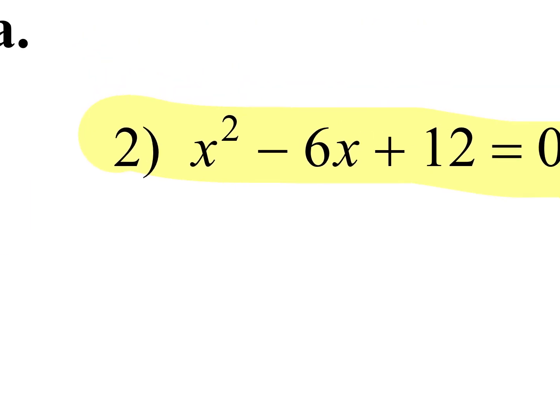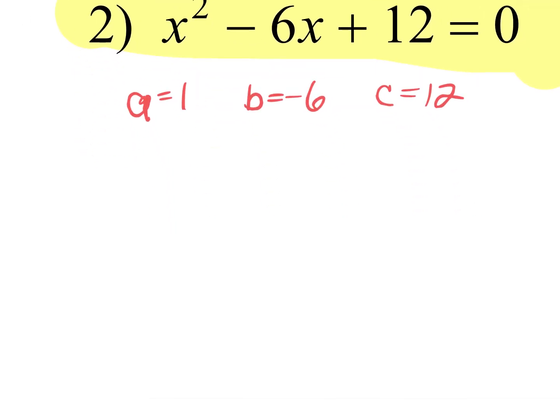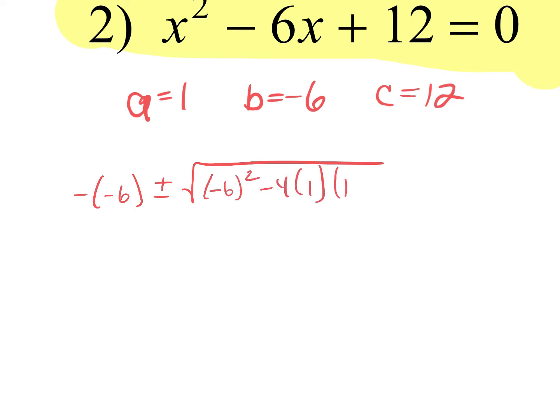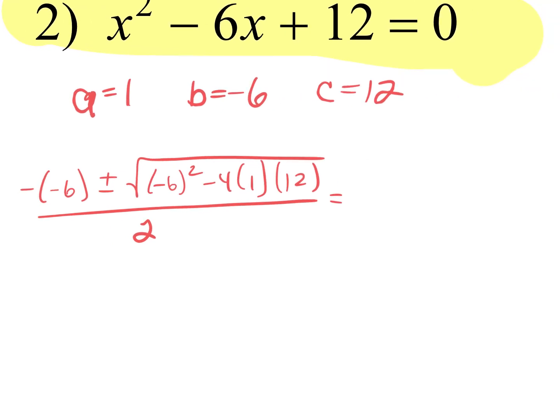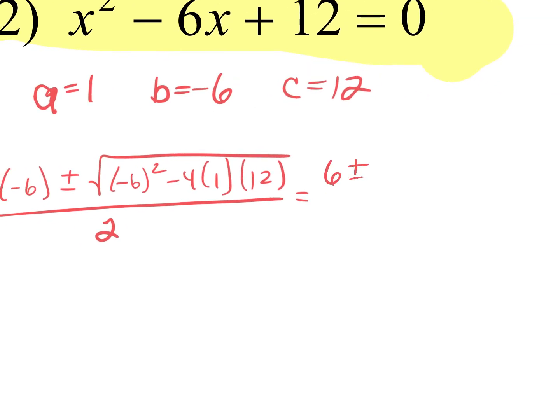So here, a is 1. B is -6. And C is 12. So negative B is -6 plus minus B squared, -6 squared minus 4 times 1 times 12, all over 2a, which is just the number 2. 2 negatives make a positive. Good. So it's 6 plus minus. What's -6 squared? 36. Good. Minus, perfect, very good, guys, over 2.